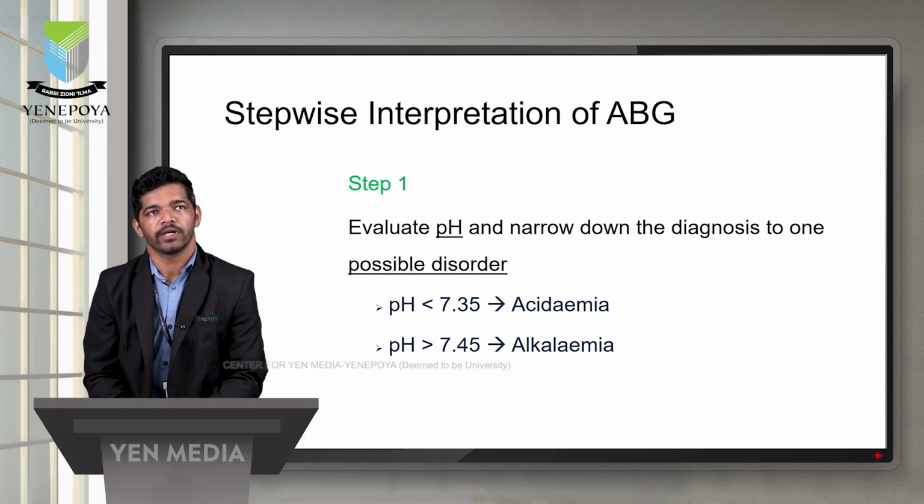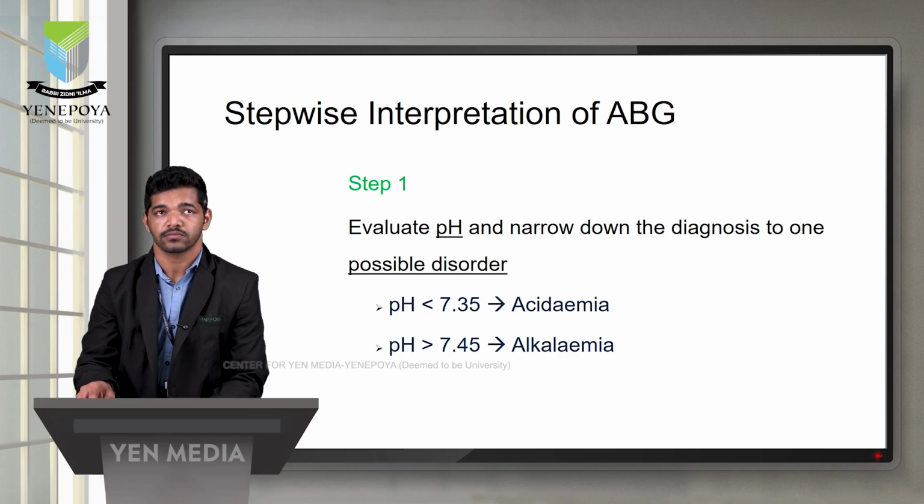So coming to the main topic, that is stepwise interpretation of ABG. There are six steps of systematic interpretation. Step 1, we have to evaluate the pH and identify the definitive disorder. When the pH is less than 7.35, it indicates an acidosis. When the pH is greater than 7.45, it indicates an alkalosis.